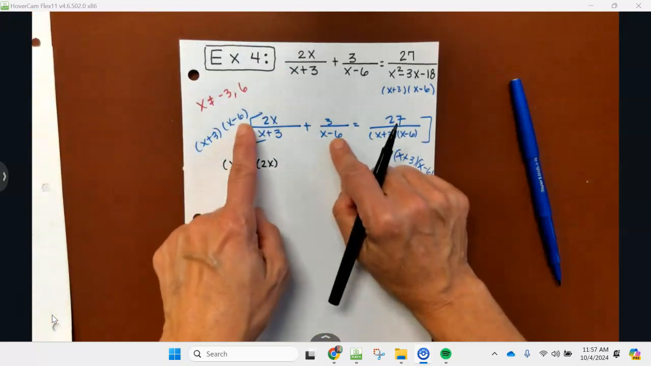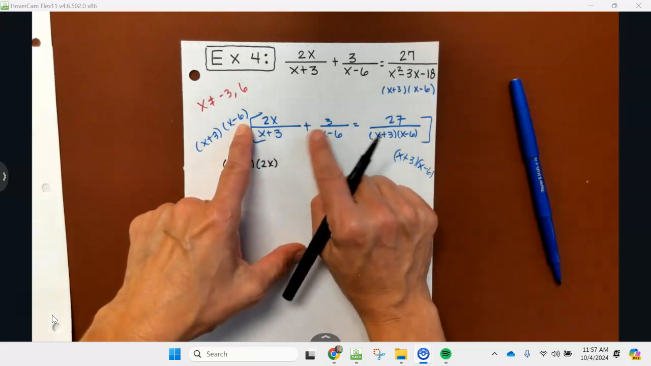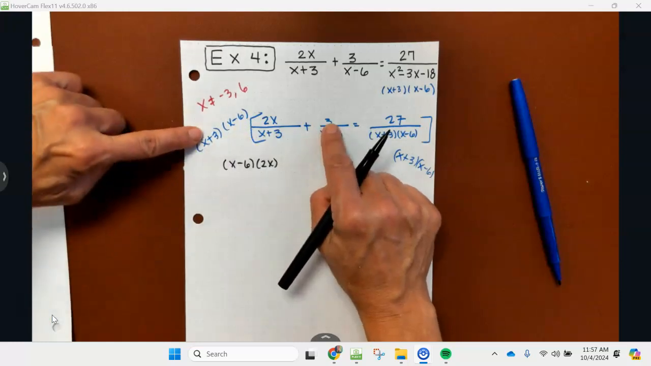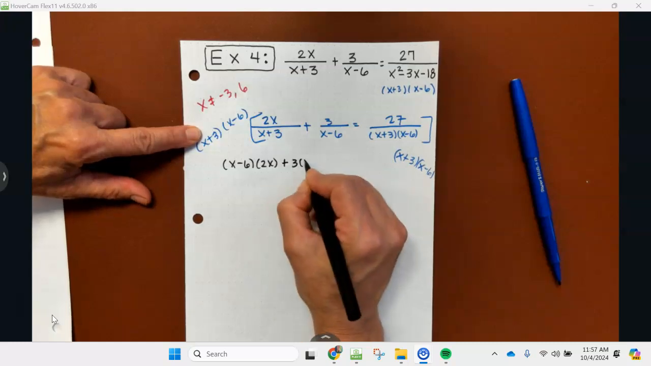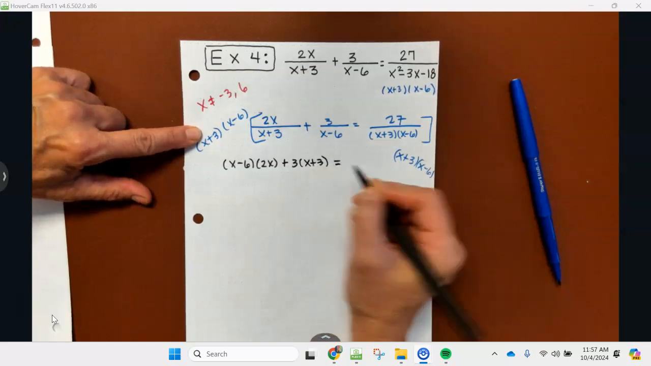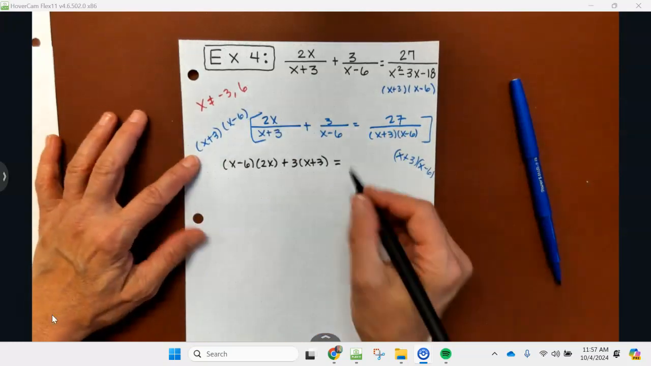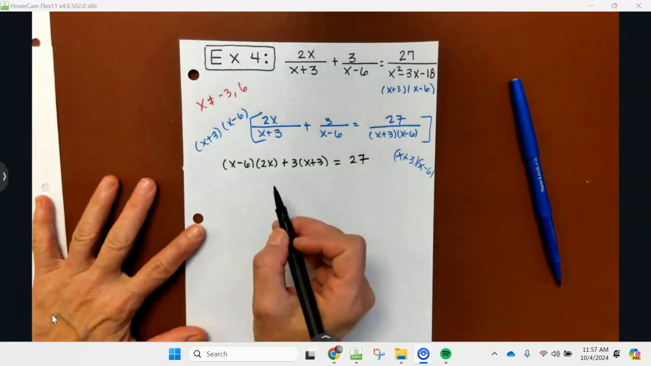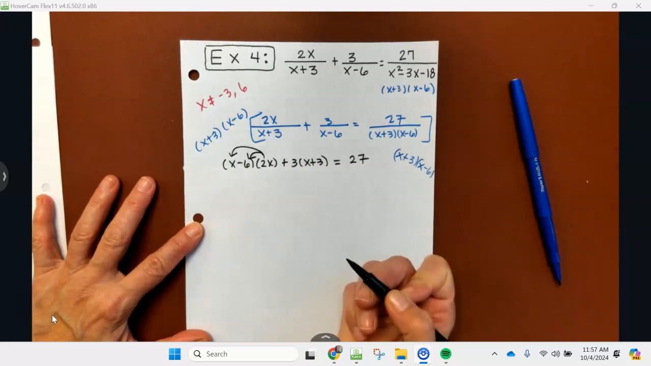Over here, the x minus 6's are going to cancel. So look, this positive 3, don't forget to make sure you pay attention to the sign. This is going to be positive 3 times x plus 3. And then over here it all wipes out, so we're just going to write 27. Okay, let's start distributing and cleaning this up. So remember, this 2x is going to get distributed twice.